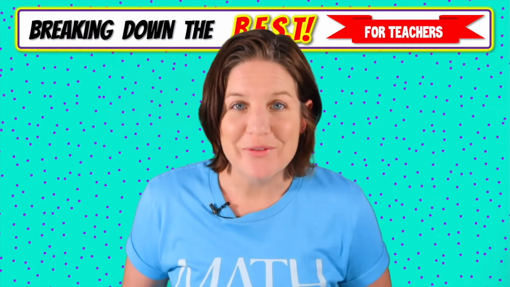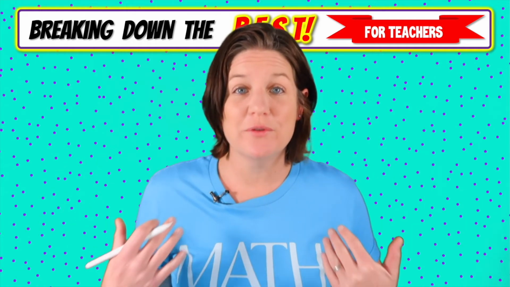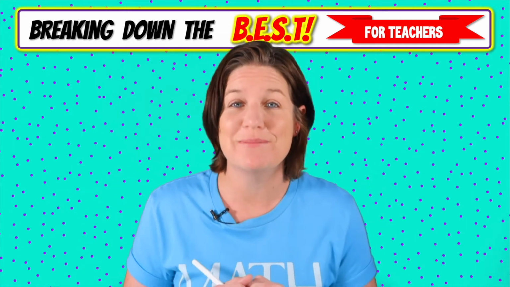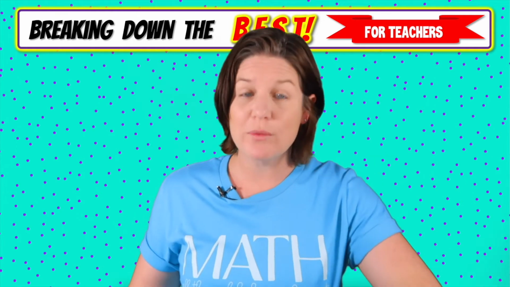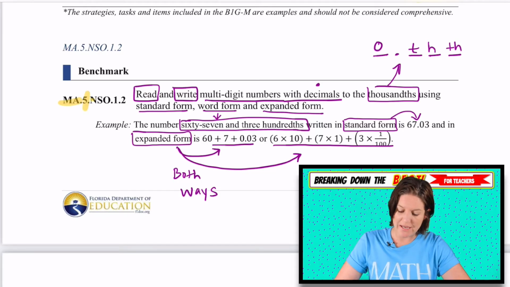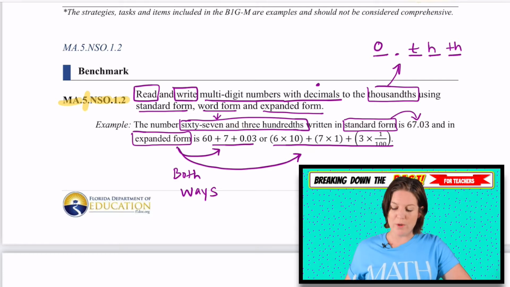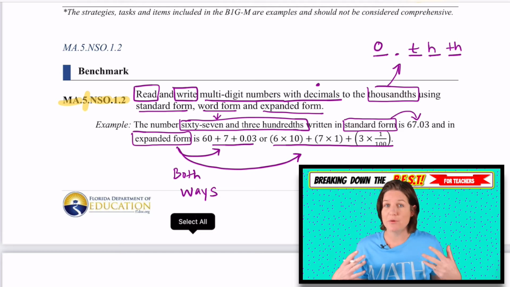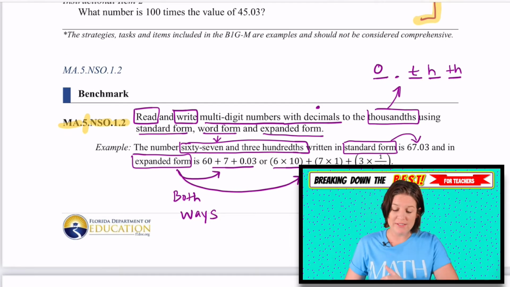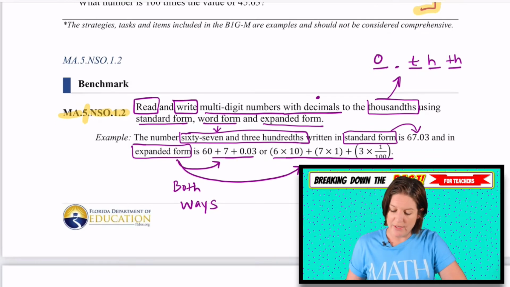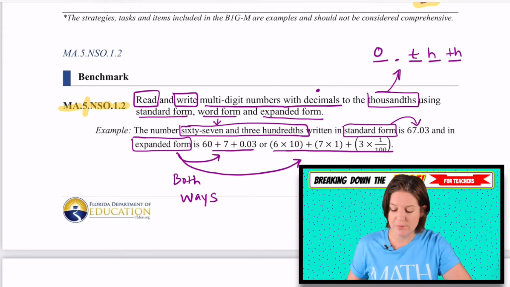Hey everybody and welcome. My name is Sarah McCarthy. I'm the creator of McCarthy Math Academy, and I'm so excited that you are joining me on this episode where today we're going to break down the following standard. We're working on MA.5.NSO.1.2. MA stands for math, 5 for 5th grade, NSO for number sense and operations. The 1 means that we're working in our place value standard, and we're on the second one for that. So let's jump into it.